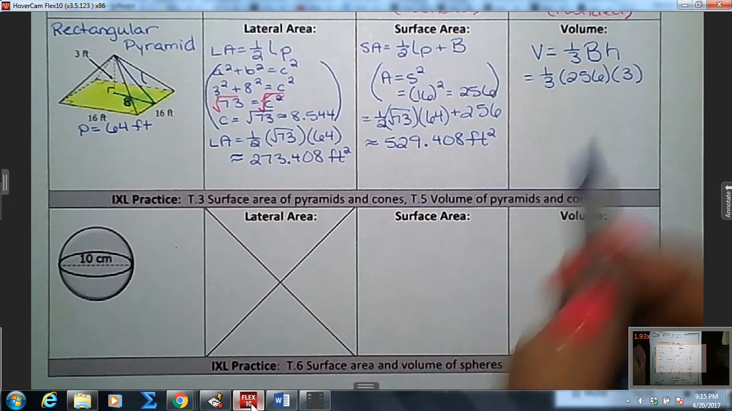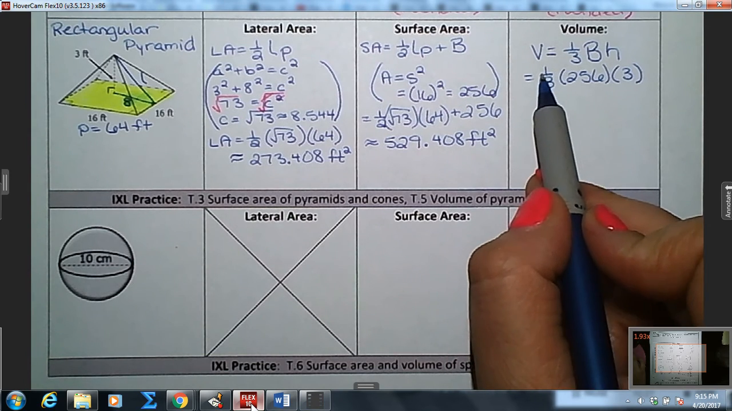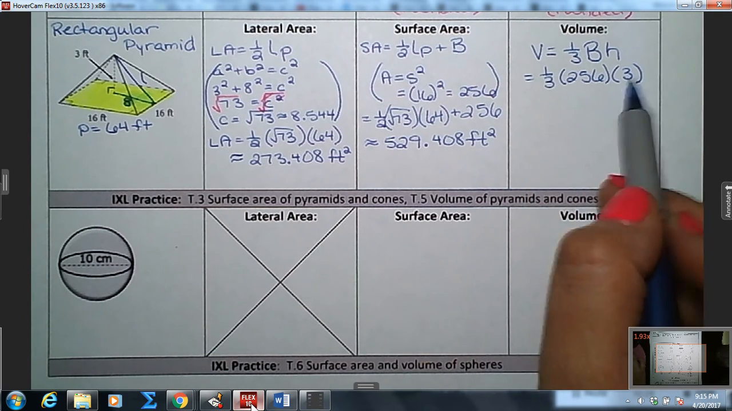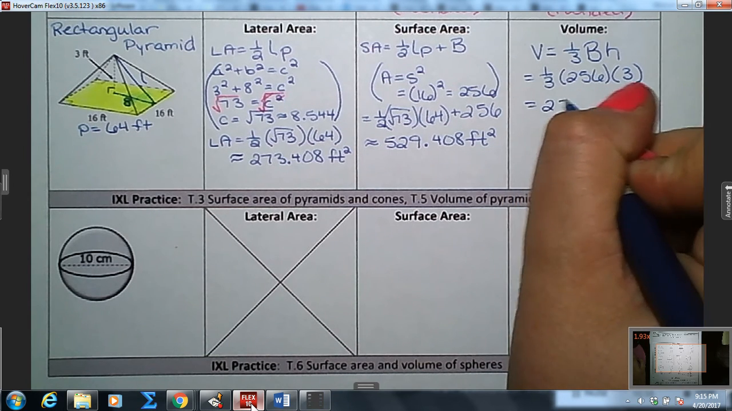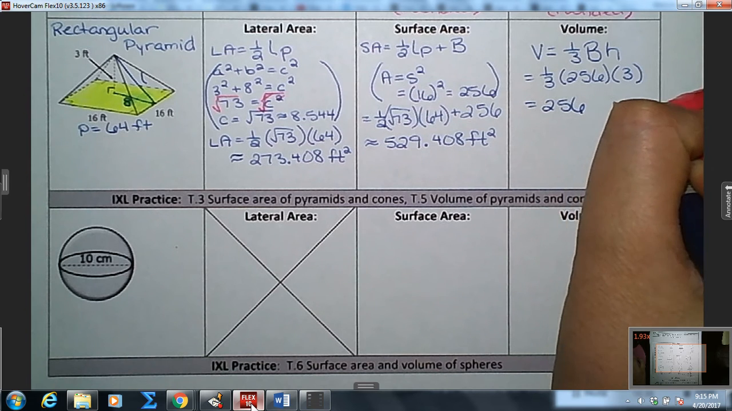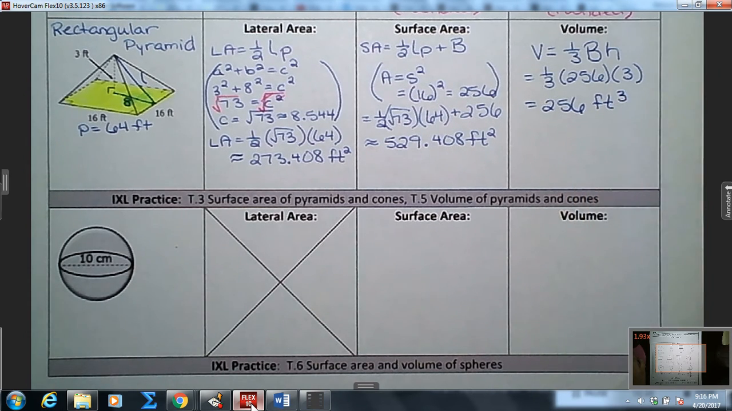Well, this is kind of neat. I can throw this in my calculator, but I've got 1/3 and 3. They're just going to end up canceling each other out, and I'm going to get 256. Now, volume is calculated in cubic measure, so this will be feet cubed.